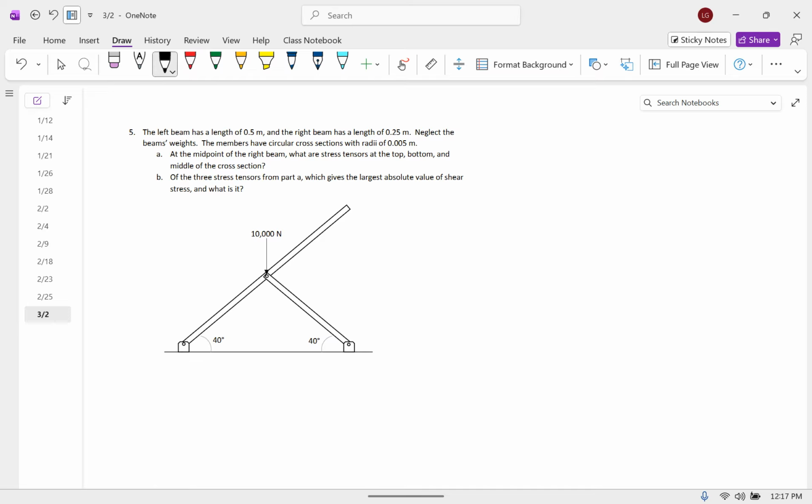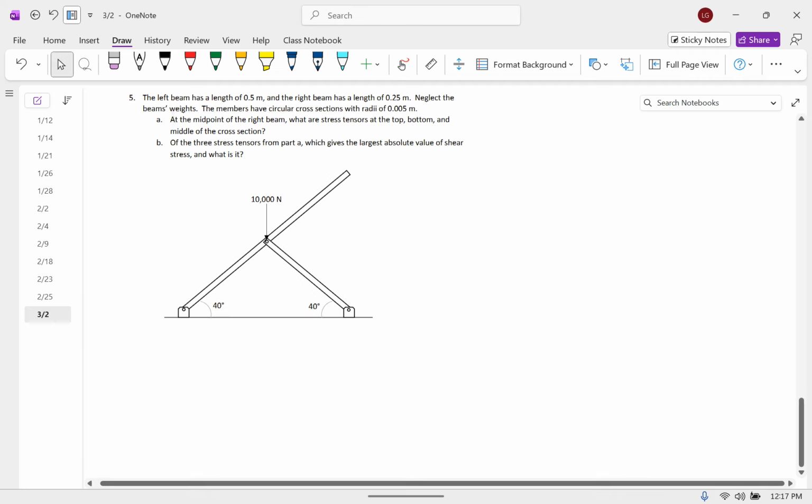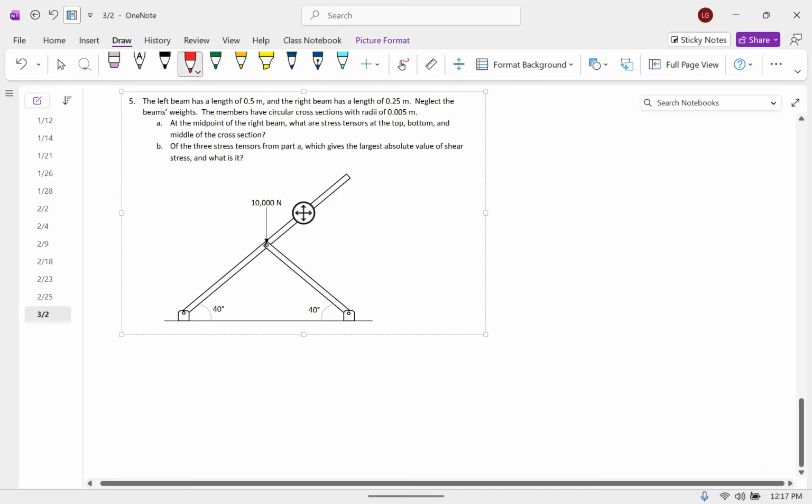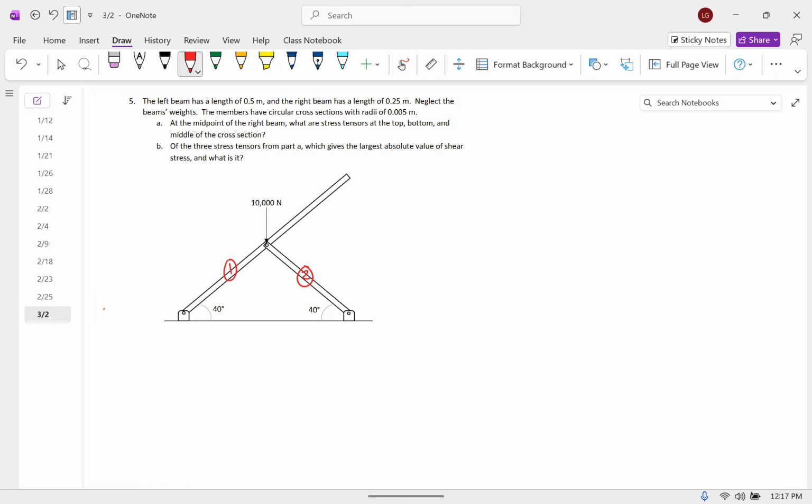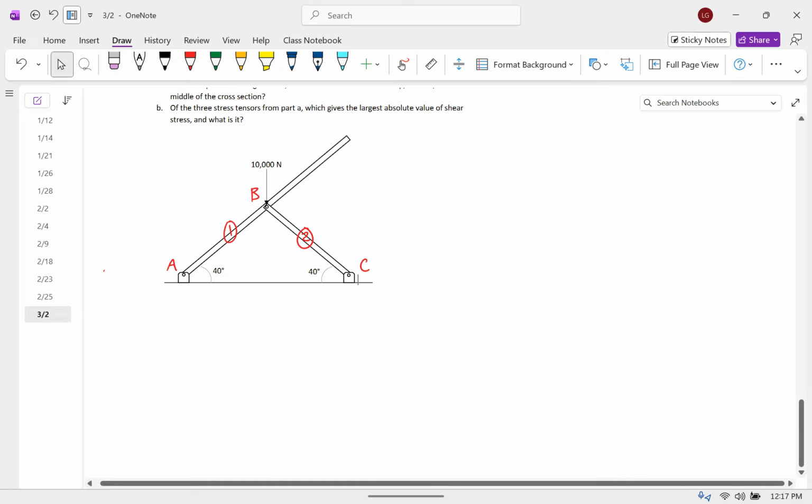I think this is asking a question that's kind of leading us into the next topic. It's why it asks this way, because we haven't thought at all about distinguishing between the top, the middle, the bottom of a cross section. So, okay, let's go through this. We'll call this member 1, member 2. The joints, I'll call this A, B, C. And we can solve this truss just isolating B.